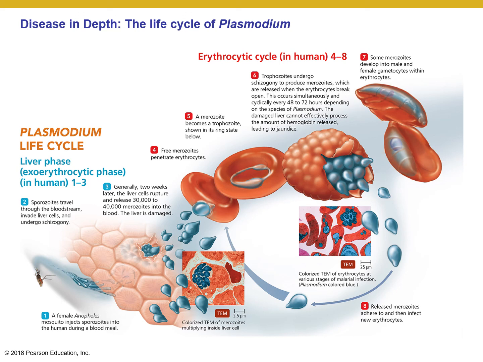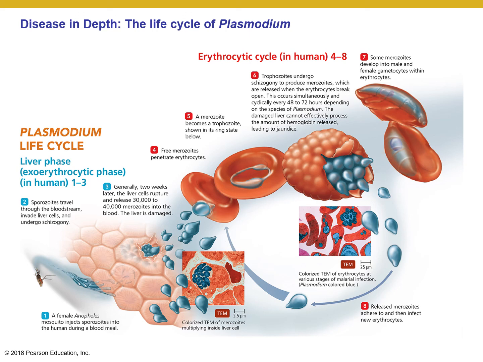And when you have hemolysis, then you're going to have fever. So the damaged liver can't effectively process the amount of hemoglobin. This leads to jaundice. You have this cycle every 48 to 72 hours, so you have a rise in fever, and then the fever goes down, and then they rupture red blood cells, and the rise in fever, and the fever goes down.